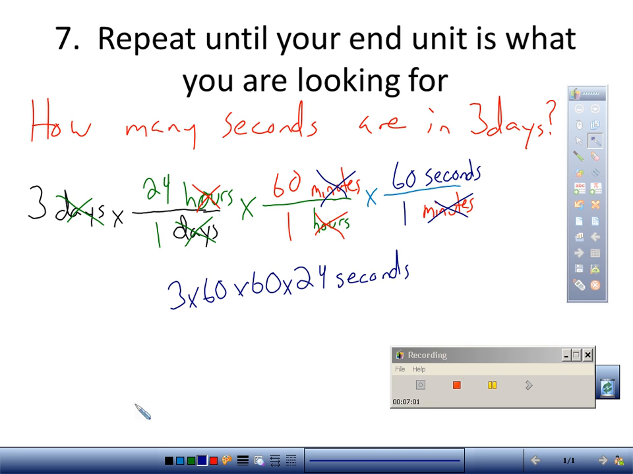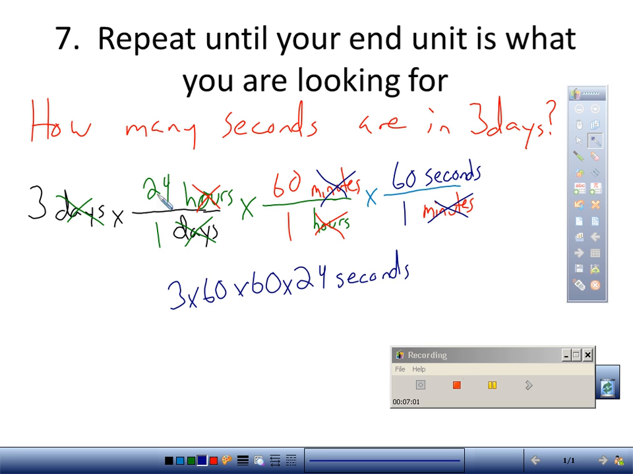So whenever you do these, a couple of checks when you're finished. Make sure the units match. Days to days, hours to hours, minutes to minutes. You'll see they're color coordinated. Make sure your ending unit is what they're asking for. You didn't go too far, or you didn't go far enough. Make sure you're where you should be.